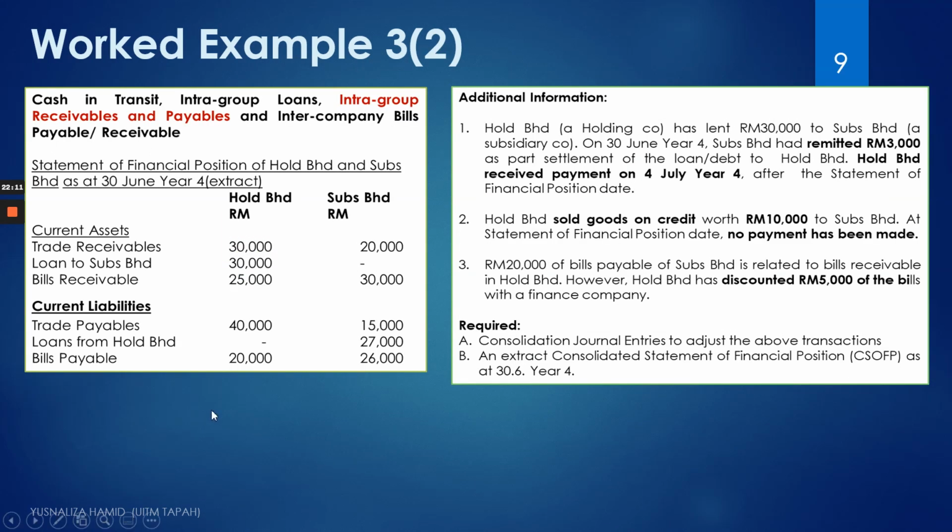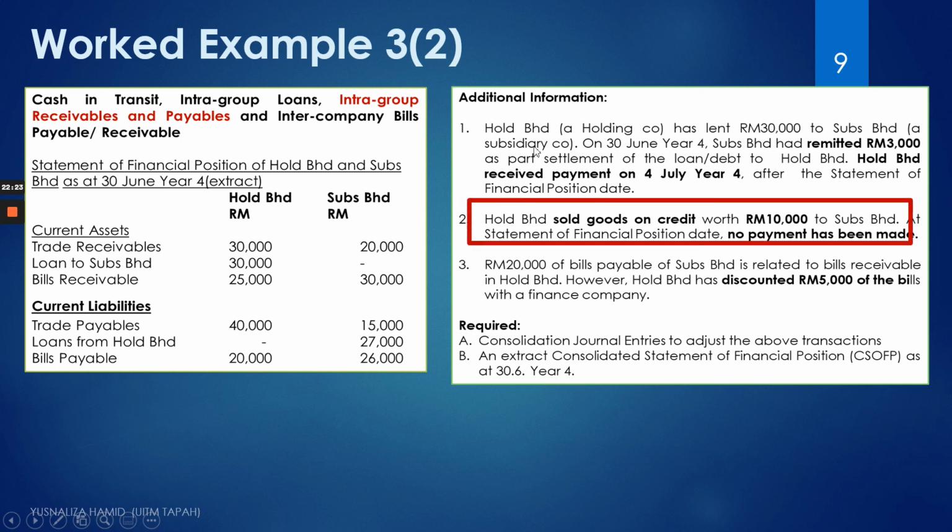Now we go to the next one. The next item that I will be explaining is on intra-group receivables and intra-group payables. You can see here in the second information, we have already dealt with the first one. Whole Berhad sold goods on credit. Sold goods on credit means you do not make payment immediately. You make payment depending on the terms and conditions. The goods on credit was 10,000, and as at the date the financial statement is being prepared, no payment has been made. Meaning to say that the subsidiary has not made payment for that 10,000, and that gives rise to intercompany accounts receivable or intercompany accounts payable.